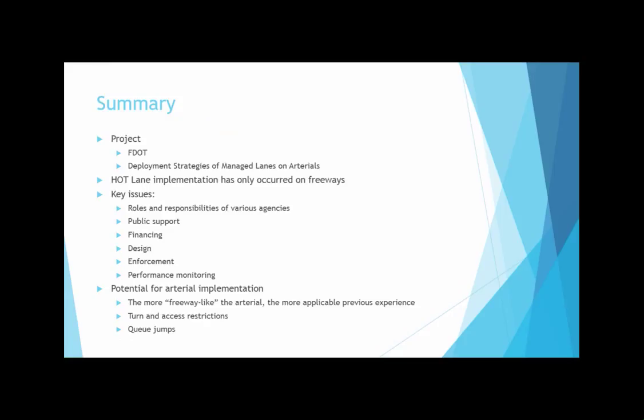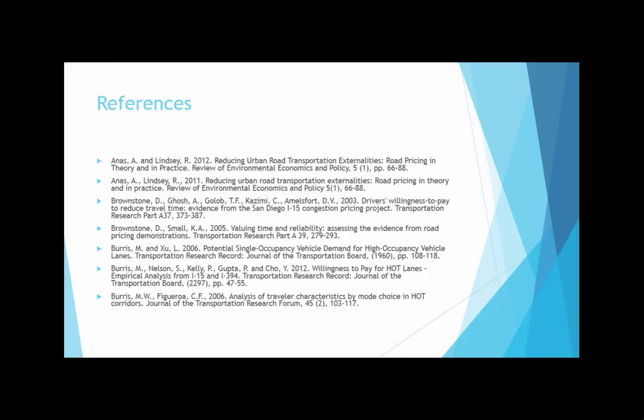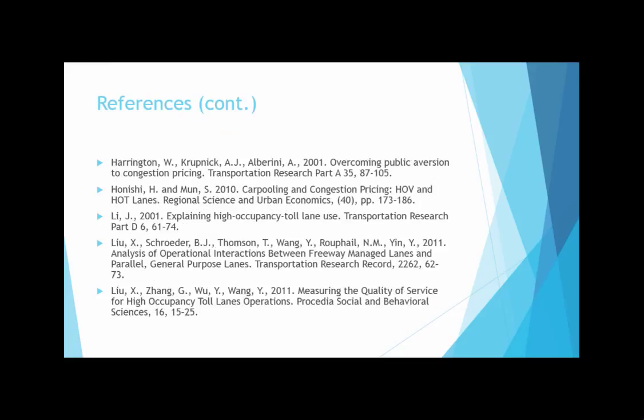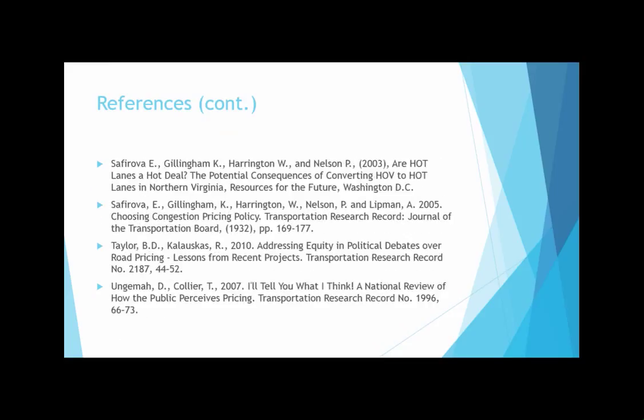The more freeway-like an arterial is, the more applicable previous experience. And two ways to make arterials more freeway-like are turn and access restrictions and queue jumps. And then I have also provided some references, so feel free to look at those at your leisure. That was it.